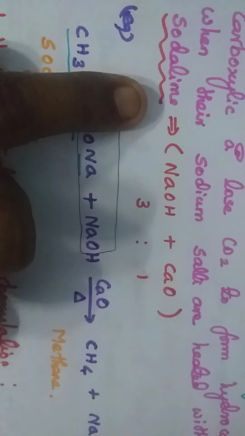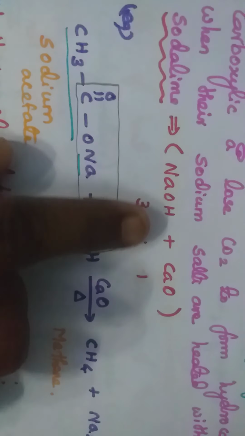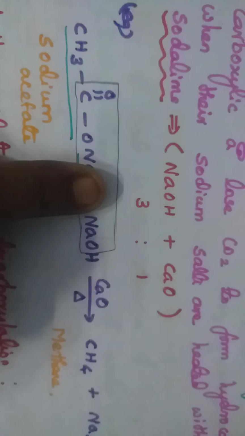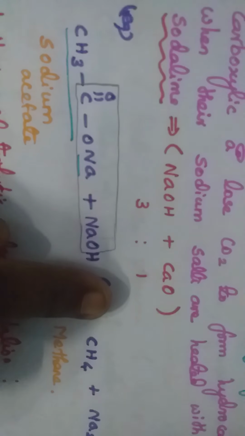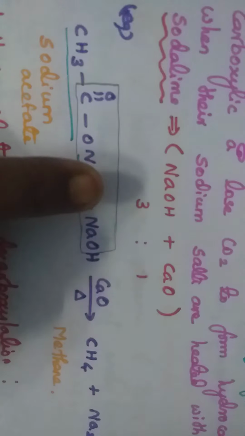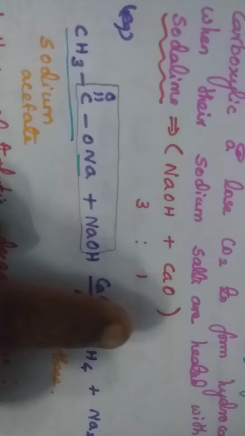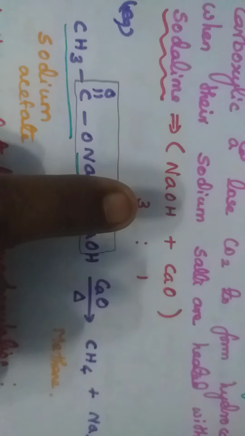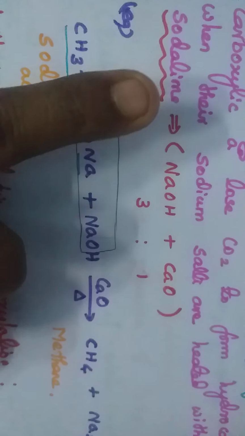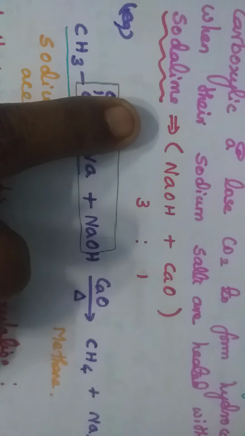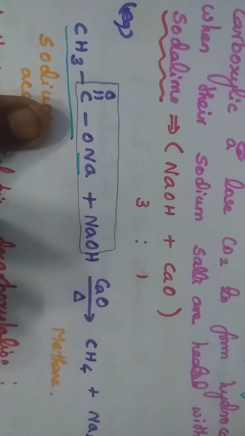What is that soda lime? Soda lime is a mixture of NaOH and CaO. NaOH is sodium hydroxide. CaO is calcium oxide. So NaOH is taken in 3 parts and CaO is taken in 1 part. So what is the reagent for decarboxylation? Soda lime. Reagent for decarboxylation is soda lime. So now we are going to see the reaction.